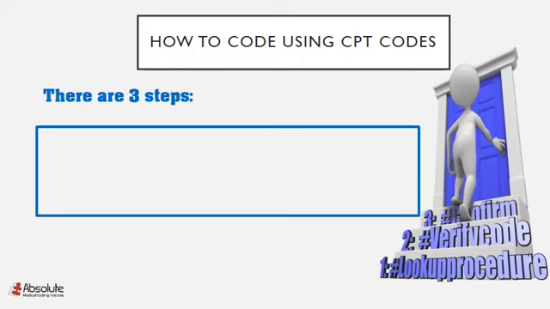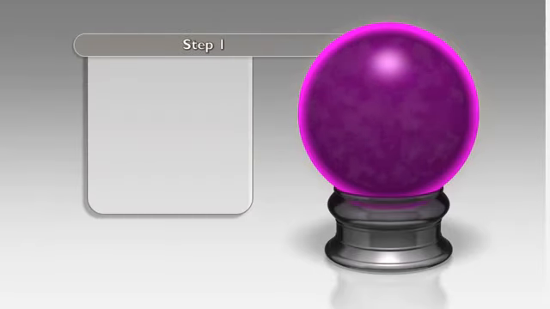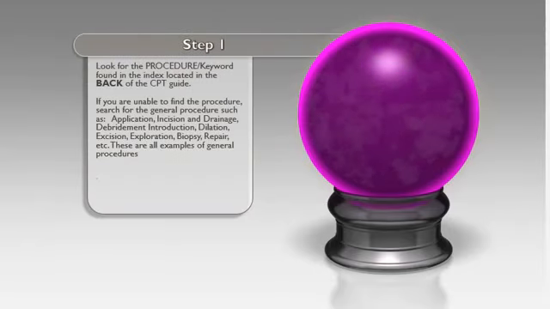All right, so we're going to get right to it. How to code using CPT codes. It's simple. There are 3 steps. Step 1, we're going to look up the procedure in the index. Step 2, verify the code in the chapter, and the chapter has red, blue, or green pages. Step 3, confirm if the guidelines or other directives apply. It's that simple. Okay, we'll review the steps again, then we'll get coding.